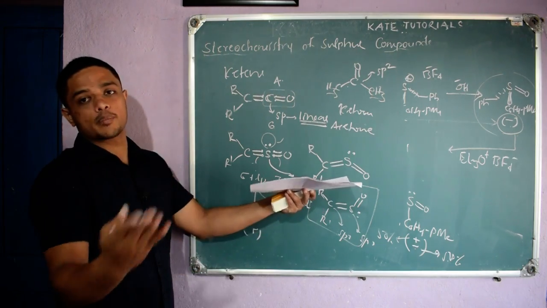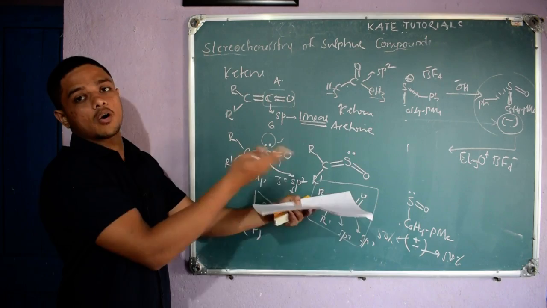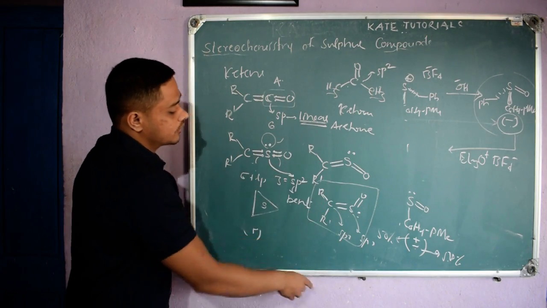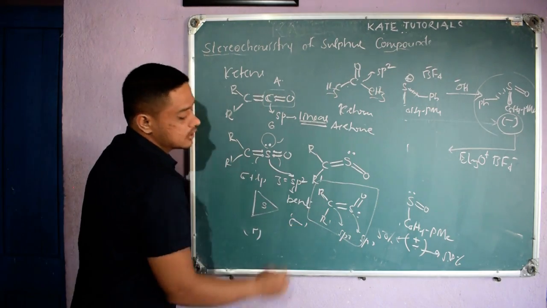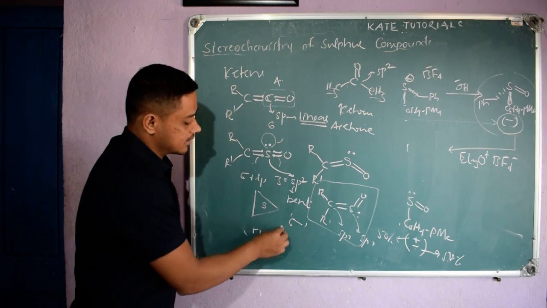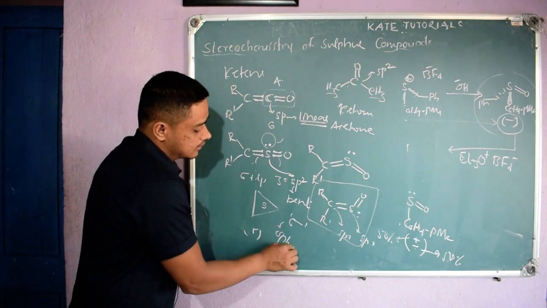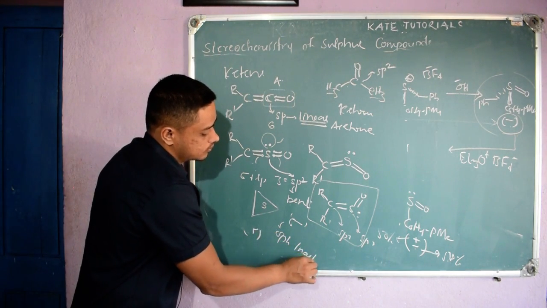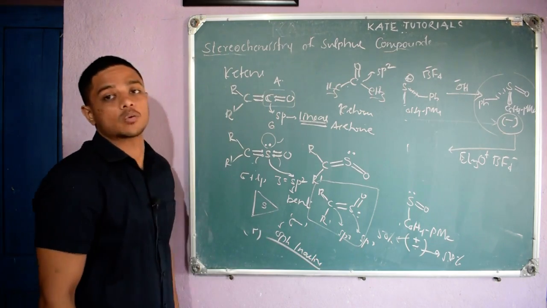So if I take a plane, all are in a single plane. If I take one more plane and cut it, all atoms will be equally placed. So these molecules will have a plane of symmetry. Since they have a symmetry element, they will be optically inactive.